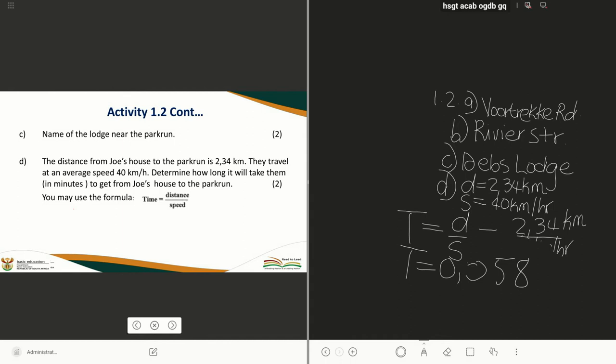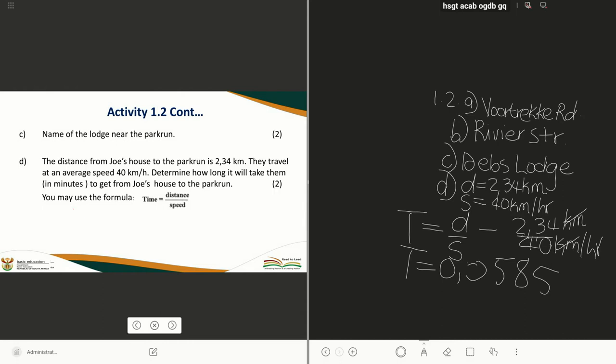0.0585. I'm sorry, now it erased this one. This was my speed, which was 40 kilometers per hour. But now my time here is in hours. Remember, my speed is in kilometers per hour. Let me just use this for neatness purposes. My speed is 40 kilometers per hour. It means now the kilometers and the kilometers are going to cancel. So now our answer is 0.0585 hours. But what was the instruction?